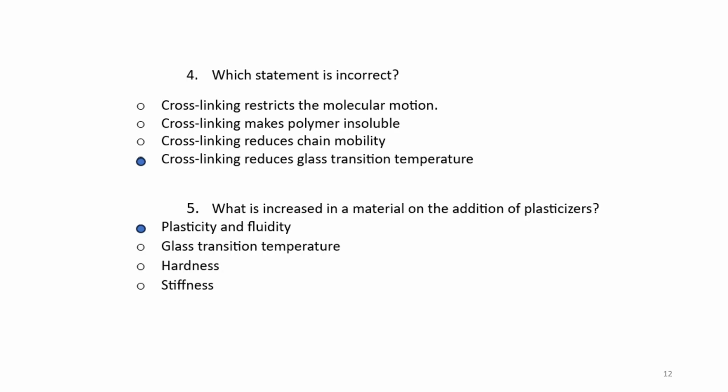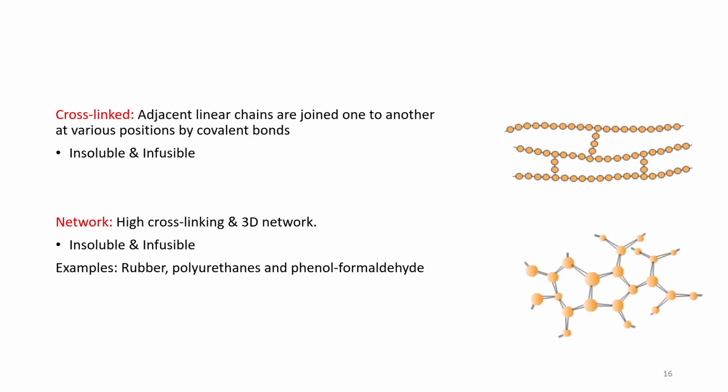Next question is, which statement is incorrect? Your options are cross-linking restricts the molecular motion, cross-linking makes the polymer insoluble, cross-linking reduces chain mobility, or cross-linking reduces glass transition temperature. Out of these, the only incorrect statement is the last one. Cross-linking restricts the molecular motion, and this is correct. Here you can also see that after cross-linking, the chains' movement becomes restricted. And this cross-linking will make the structure less dense.